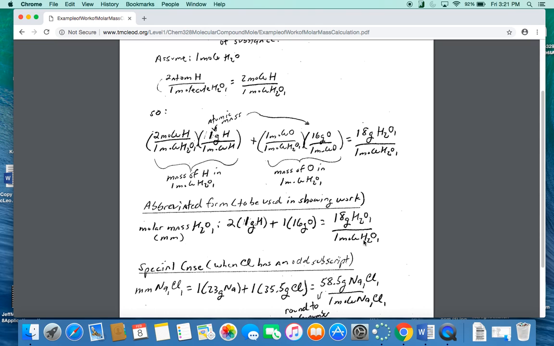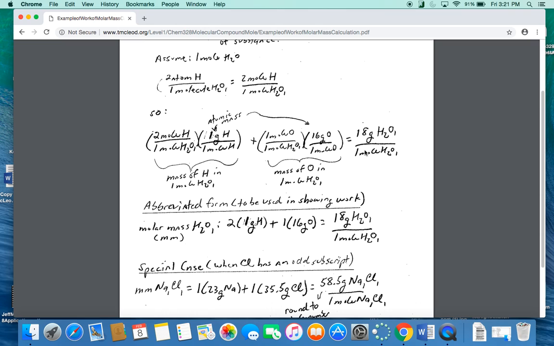It's very important that you make it a ratio, because that's what the molar mass is. It's a ratio of grams of something to 1 mole of something. That's the conversion factor you're going to use, and the reason you're using it is that you want to go from grams to moles and moles to grams.